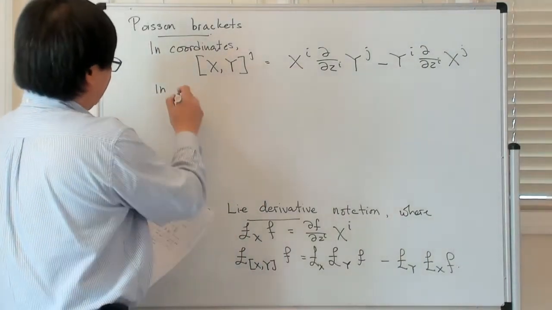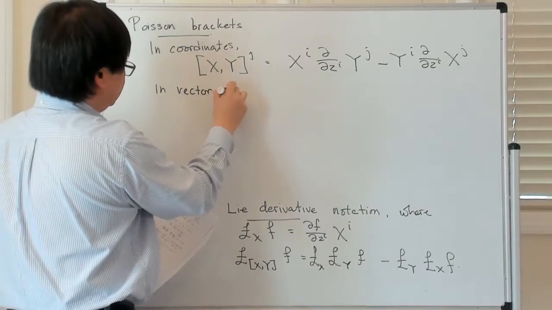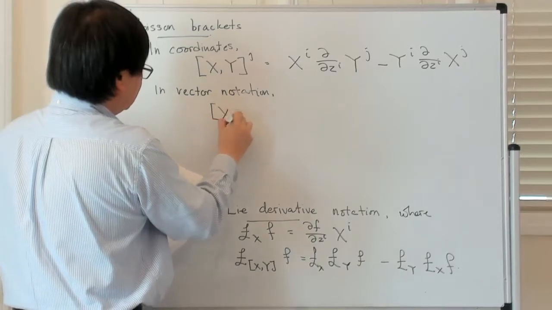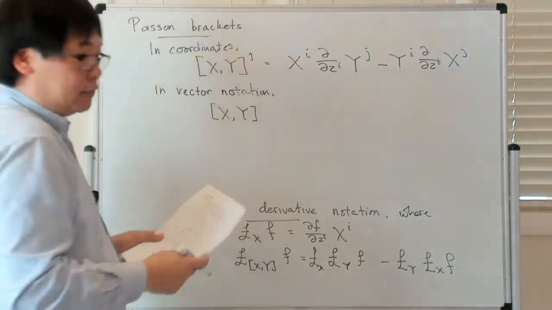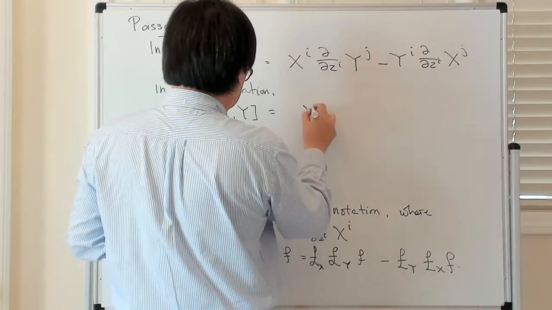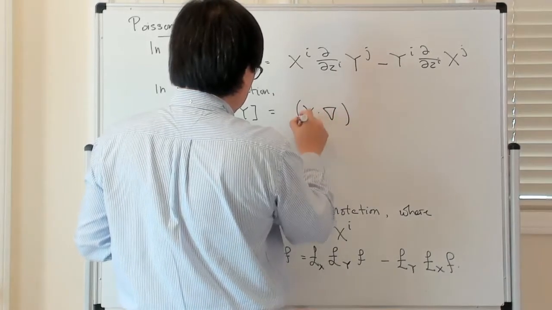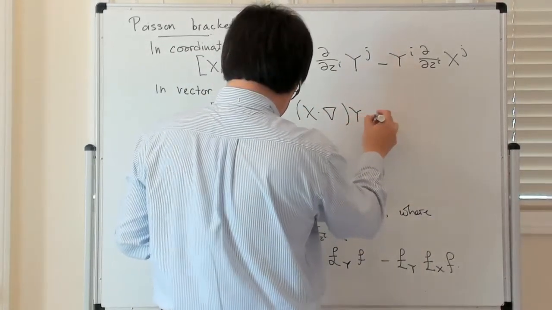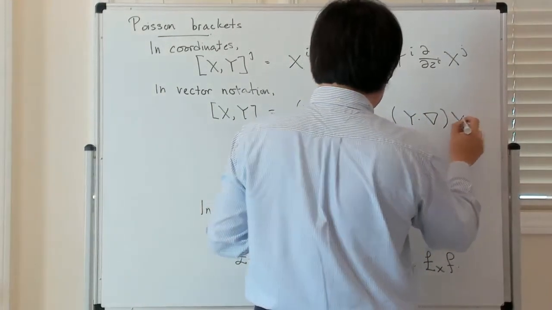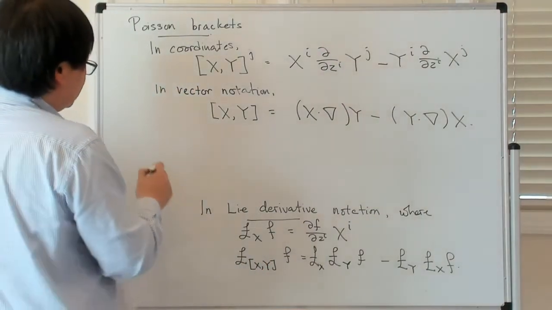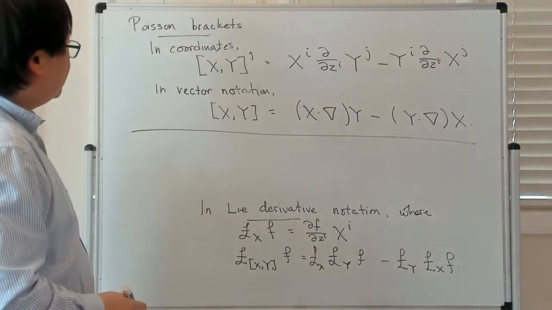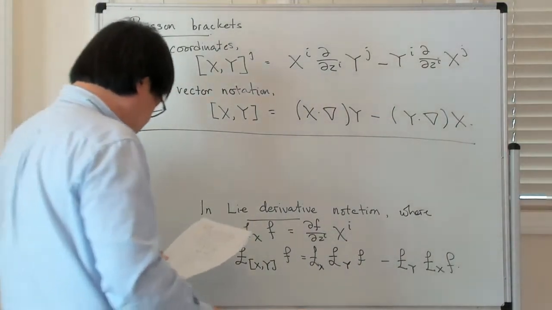And then in vector notation, the Jacobi-Lie bracket of these two vector fields is equal to x dot the nabla operator acting on y minus y dot the nabla operator acting on x. So those are two ways of thinking about the Jacobi-Lie bracket, perhaps in a more explicit way.